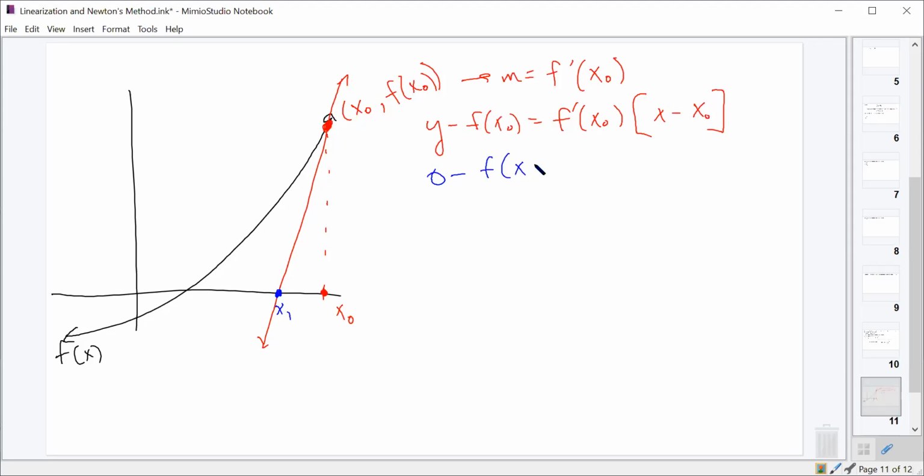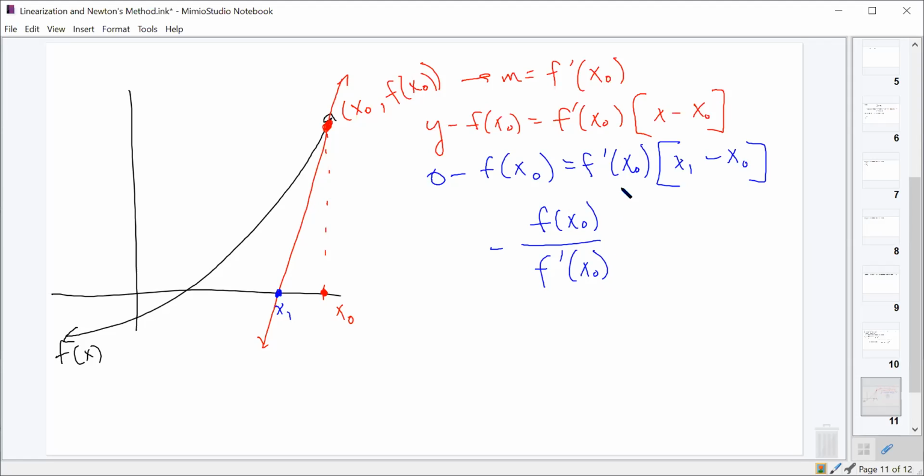Because that's an x-intercept. So we have 0 minus f of x naught equals f prime of x naught times our x value, which is x1 minus x naught. So if we solve this equation for x1, we should have the value of x1. So let's do that. That gives us a negative f of x naught, and then we're going to divide that by f prime of x naught. And if we want x1, that just leaves us with x1 minus x naught, so we can just add the x naught over. Everybody agrees that's what you'd get if you solve for that x-intercept, x1?